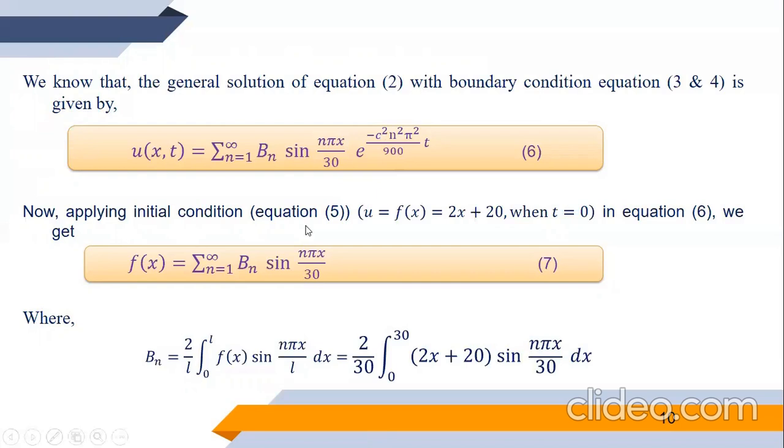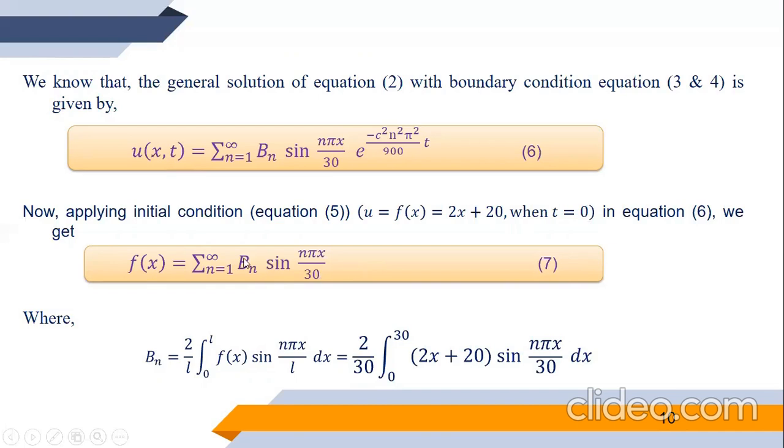Now applying the initial condition, equation 5, the initial condition is when time t equal to 0, the initial distribution temperature f(x) is equal to 2x plus 20. And we input this value f(x) in equation 6. So t is 0, u(x,0) is f(x), and f(x) is 2x plus 20. So we write f(x) is summation n is 1 to infinity b_n sine n pi x by 30. So equation 7. Now this is the Fourier half range sine series.